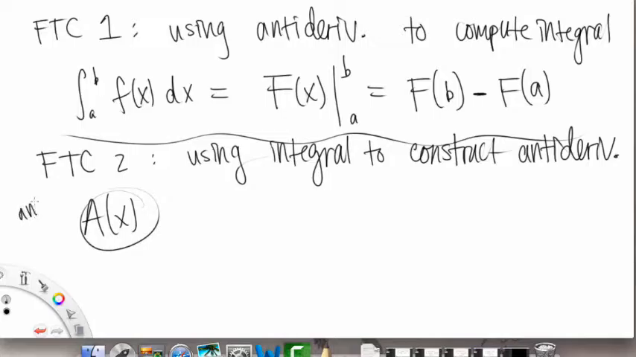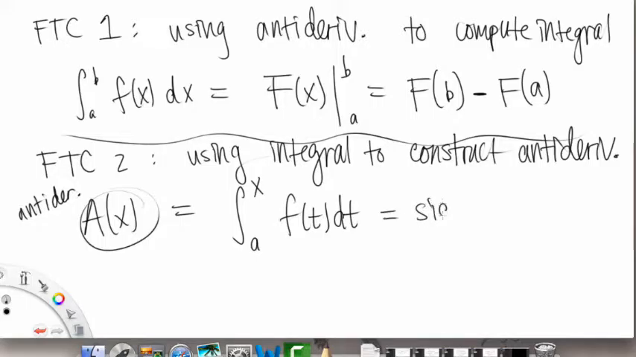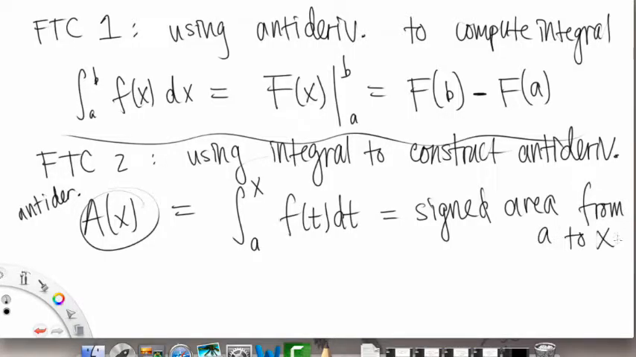I'll just call it antiderivative. That's going to be equal to the integral, starting at some constant a and going up to x, with some function in here, f of t dt. So this is going to be equal to the signed area. Again, signed just means positive or negative. So signed area from x equals a to some x value.